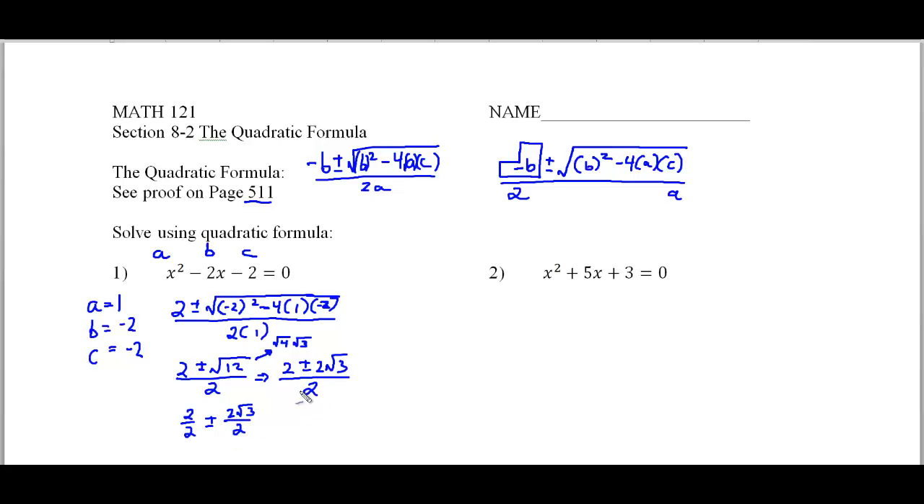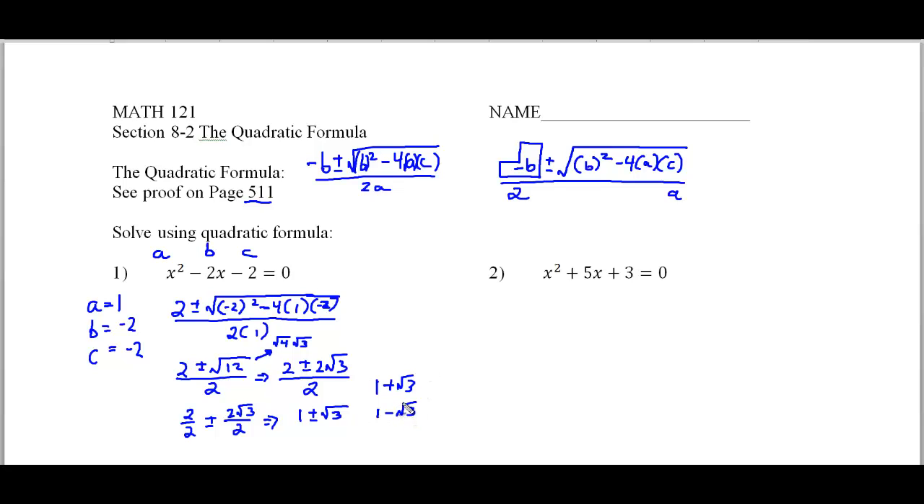Because you can now see, since the denominator is a monomial, you can break this into 2 divided by 2 plus or minus 2 square root of 3 divided by 2. This gives you 1 plus or minus the square root of 3, because 2 divided by 2 is 1, and 2 divided by 2 is 1. This gives you two answers, of course. One answer is going to be 1 plus the square root of 3, and the other answer is going to be 1 minus the square root of 3.